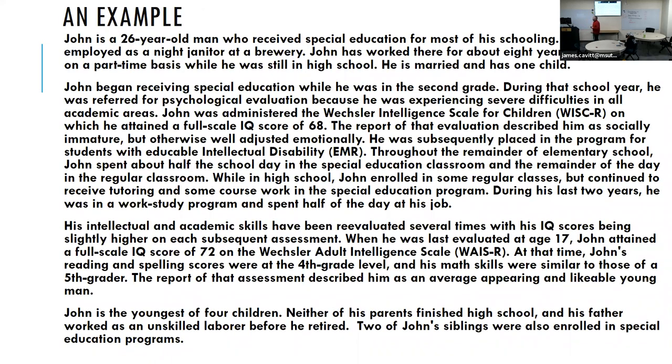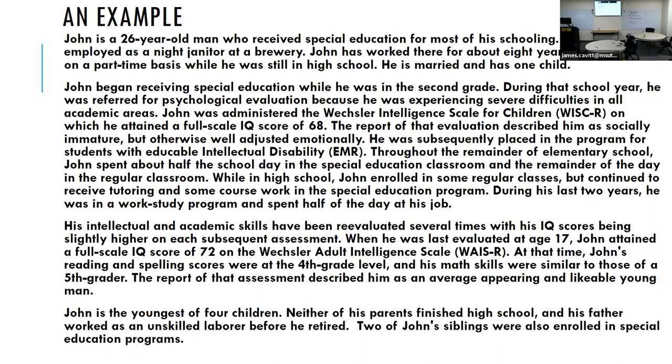Let's take a look at a particular student. This is John. He's employed as a night janitor in a brewery. Let's see if we can identify some of those characteristics we saw. John has worked there for eight years. He started part-time while he was in high school, so they did a work-study type of thing. He's married and has one child. He started receiving special ed in second grade. His IQ was scored at 68, and today he's 72 IQ on the Wechsler, so that's still in the 70 range.